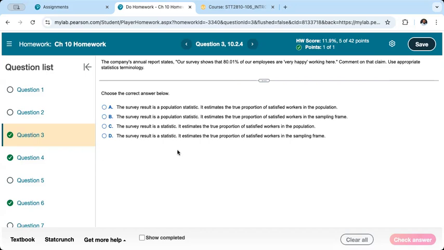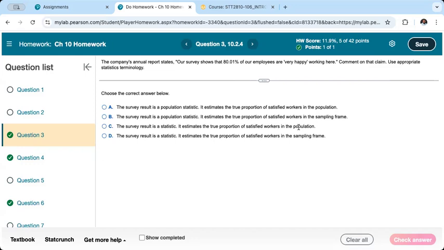Now let's get to the other one. So for example, if I pick these 4 people here and I find the average age, what am I trying to do? Probably I want to find the average age of people in this class. So whatever I'm going to get is going to infer on the entire population of students in this class. Does that make sense? So what this means is that this 80% here estimates the true proportion of satisfied workers in the population. Does that make sense?